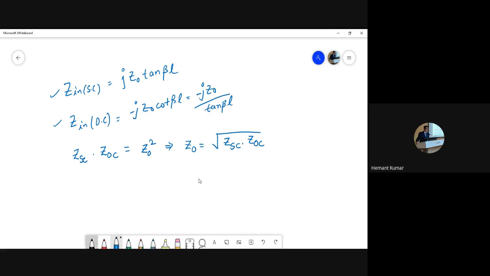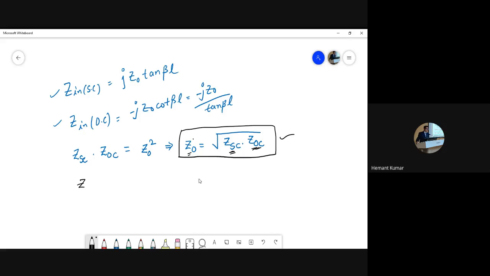So you may see questions based on this formula also. Short circuit impedance will be given to you, and you need to calculate ZOC, or you may see that these two terms will be given to you. Calculate the characteristic impedance of the line, right? So you can calculate using this formula. It's a very simple formula.